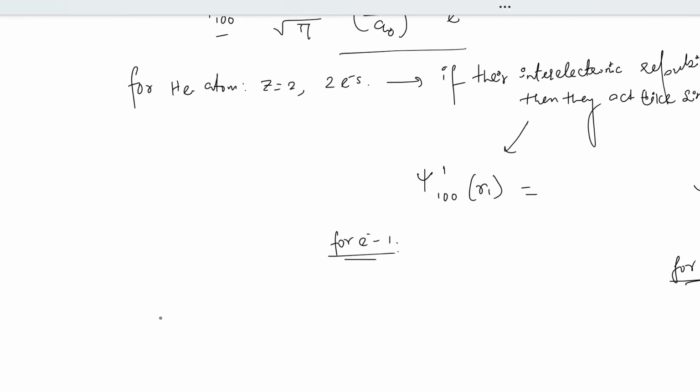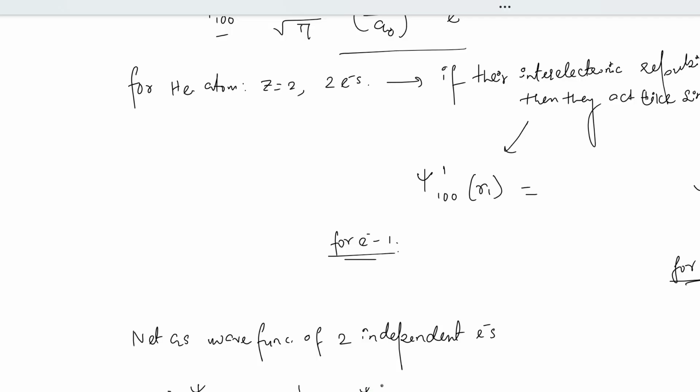So then the net ground state wave function of two independent electrons is psi, because they are not interacting with each other anyhow, so they are like independent of each other.